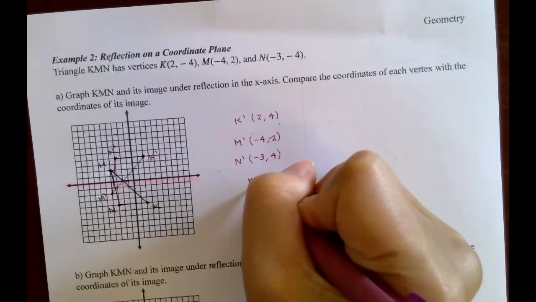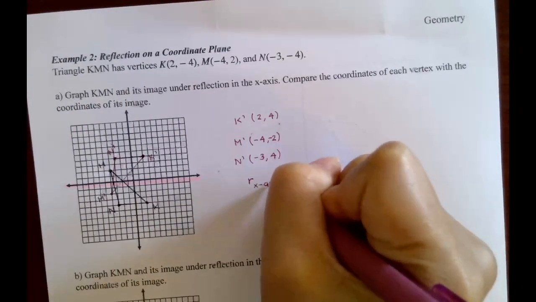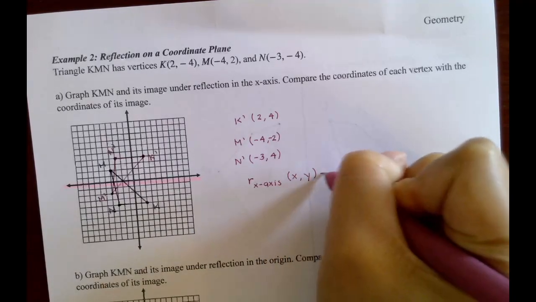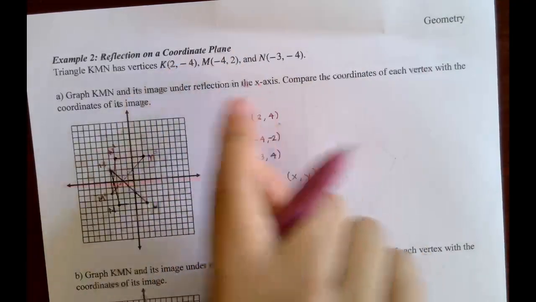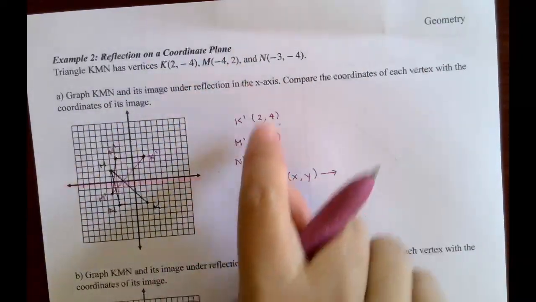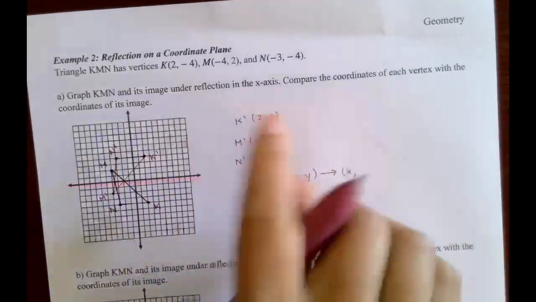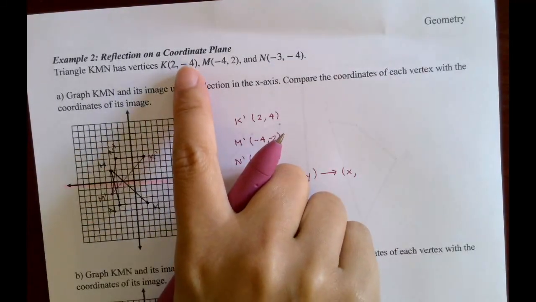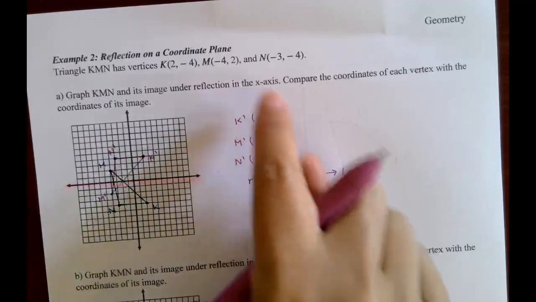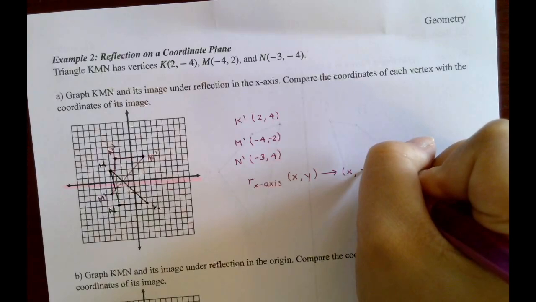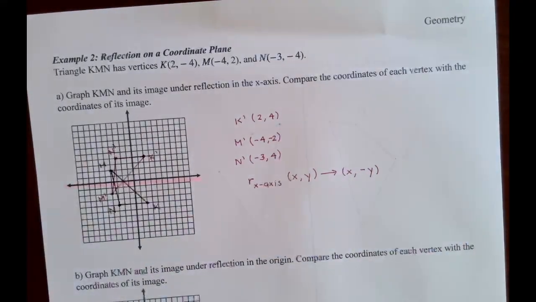across the x-axis, my original x and y points, what changed is that x stayed the same, right? It's still +2, -4, -3. X stayed the same. However, my y values changed signs from -4 to +4, 2 to -2, and -4 to +4. So y changed sign. And so that's what happens when we reflect over the x-axis.